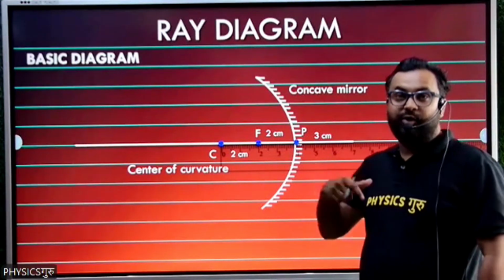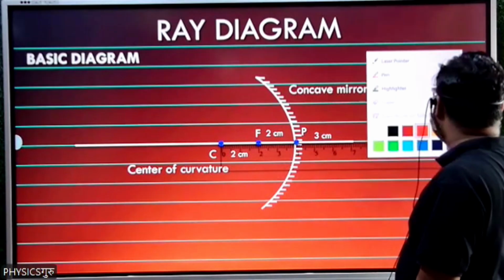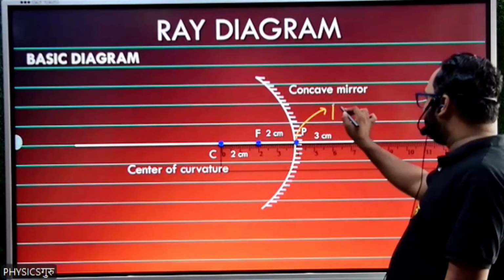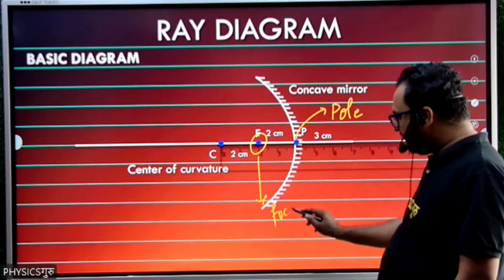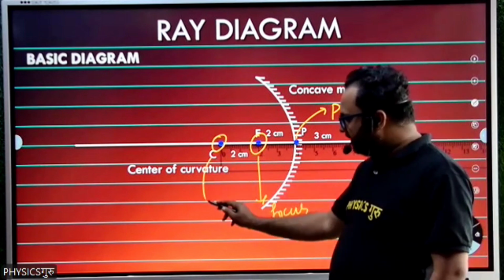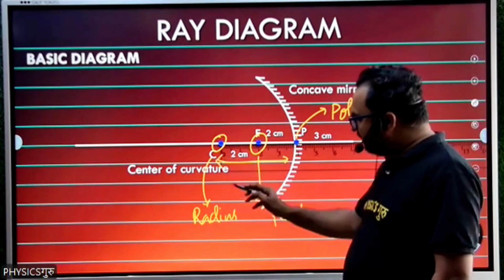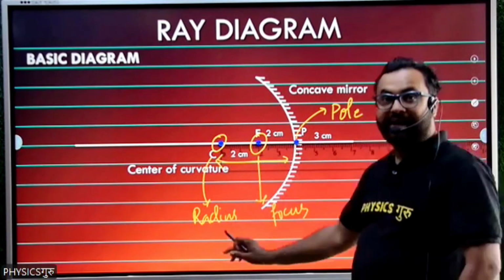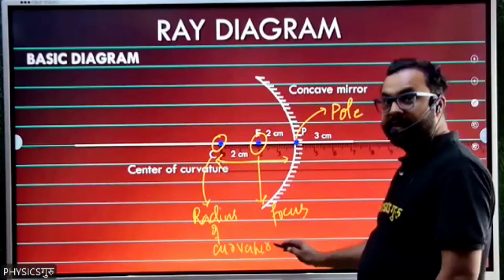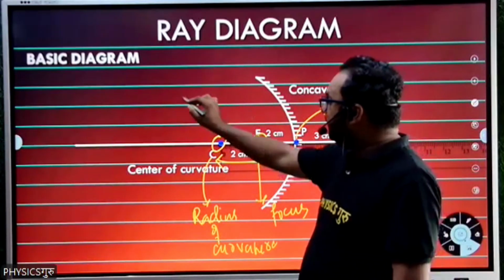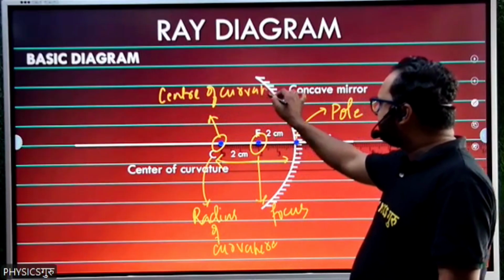Center of curvature is basically twice the focal length. This point is called the pole. This is the pole. This point is called the focus. This is the radius of curvature. From center of curvature to pole, the distance is called the radius of curvature. This is called COC, center of curvature.